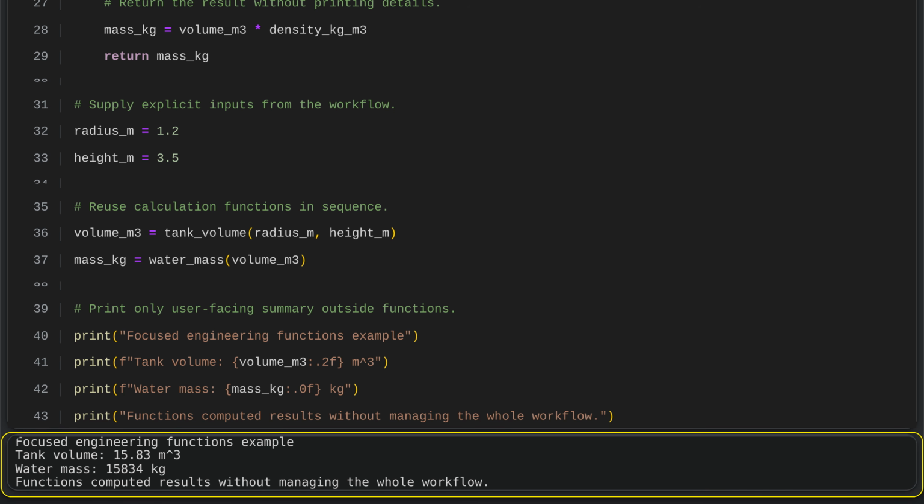This script shows how modular functions can support an engineering calculation for a cylindrical water tank. One function checks that the tank dimensions are positive and calculates the cylinder's volume, while another uses that volume and a default water density to find the water's mass. Running the script displays both results, illustrating how focused functions keep each task separate and make the calculation easier to understand and maintain.